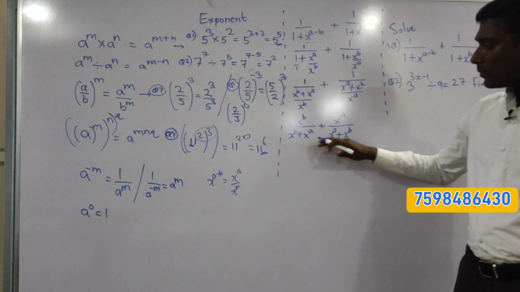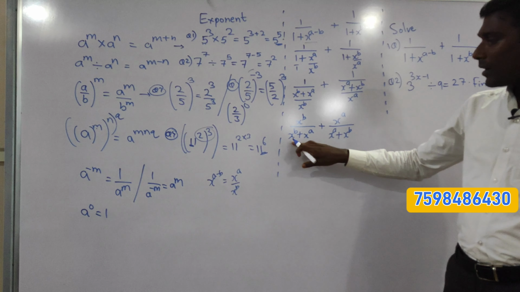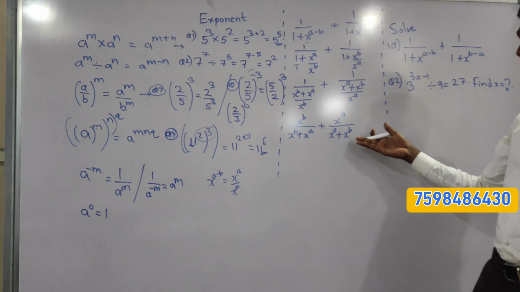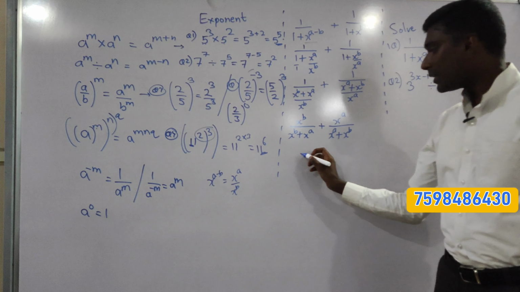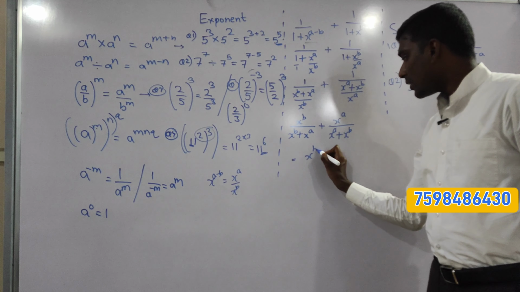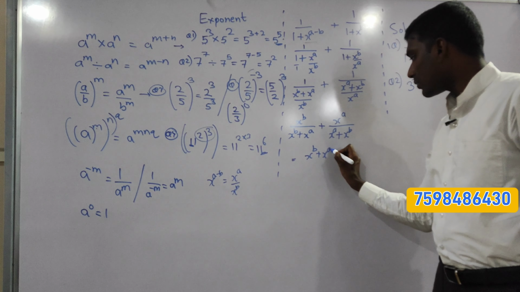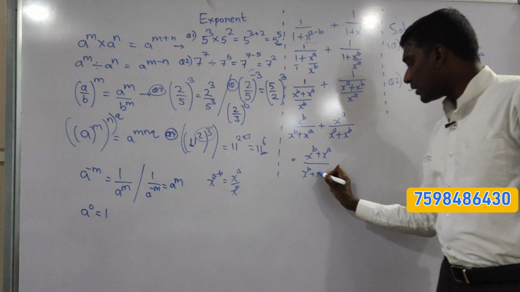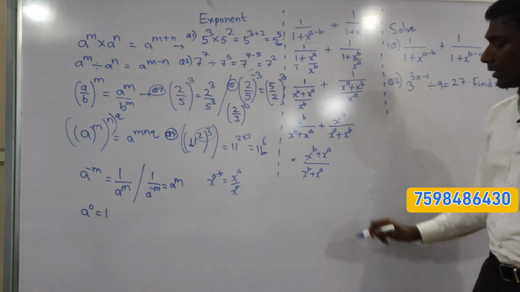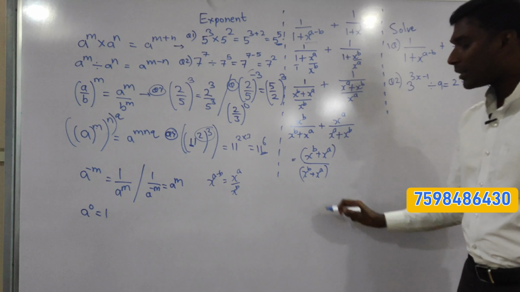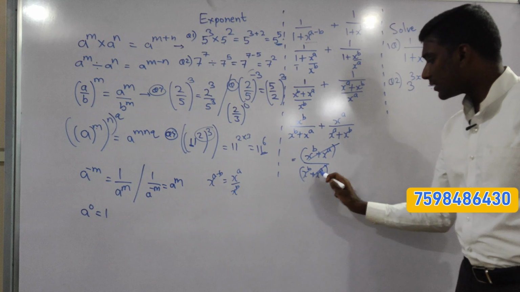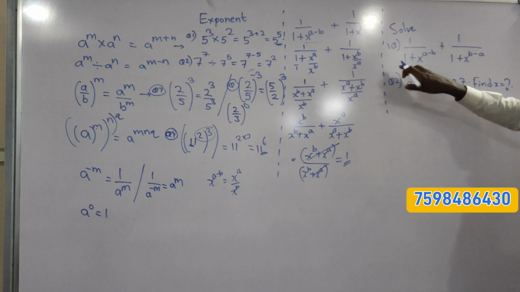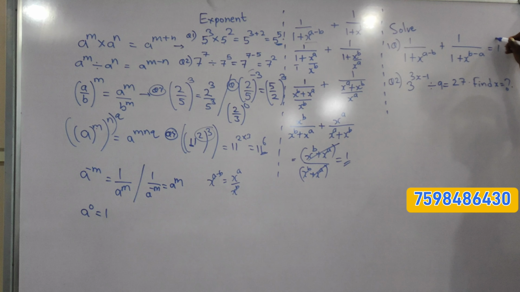Now look at this denominator carefully, x to the power of a plus x to the power of b, the denominator is the same. So what can you do? Directly add. So this becomes x to the power of b plus x to the power of a, and here the denominator x to the power of b plus x to the power of a. If you see, numerator and denominator are the same. If you cancel it, you get 1. That is the answer. The answer for the first question is equal to 1.